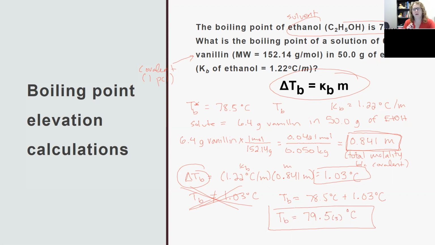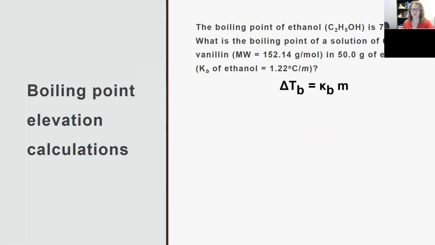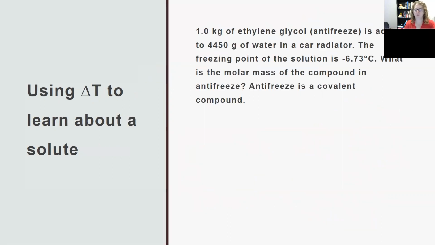These are the most straightforward types of problems, so I want to take a look at a different type where we use boiling point elevation information to learn more about a particular solvent. So in this example, we have ethylene glycol and water. And what I want you to understand is that the water is the solvent, right? H2O equals solvent.